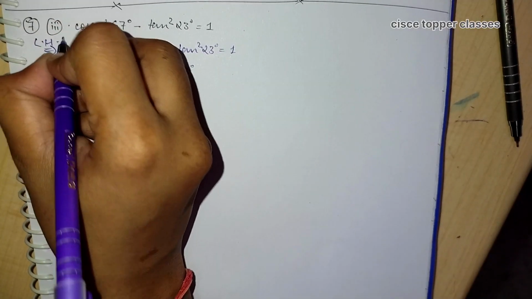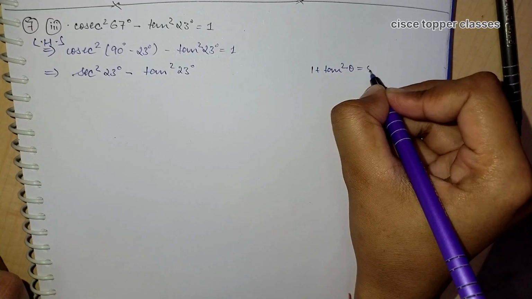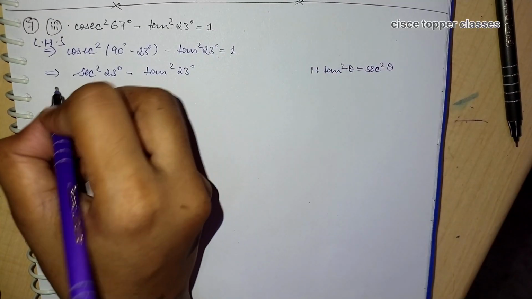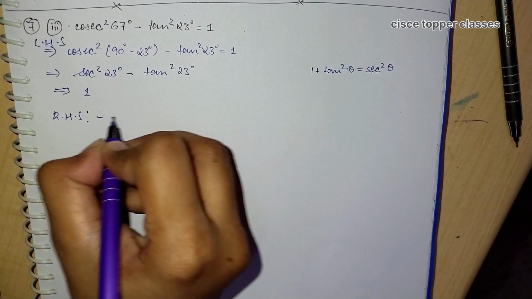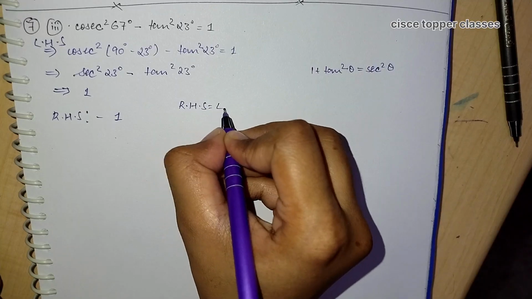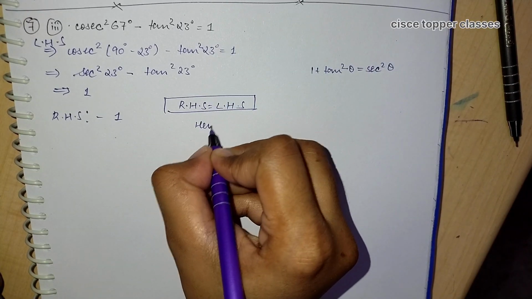So this is the LHS part, and we know an identity, 1 plus tan square theta is equal to sec square theta. From there we can write sec square theta minus tan square theta is equal to 1. And we know RHS is given to us in this question that this is equal to 1. Hence RHS is equal to LHS. This is only we have to prove in this question. Hence proved from here.